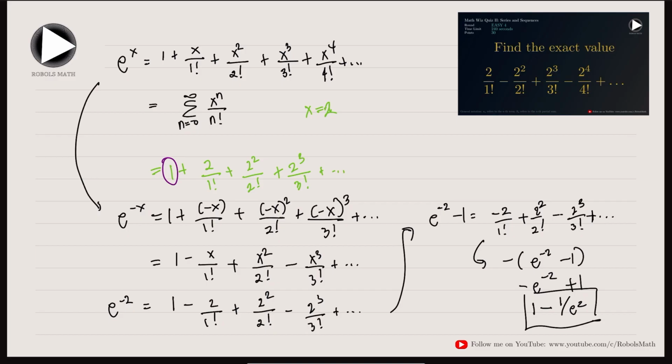So again, we just started with this power series here, and then we just did some algebraic manipulation to arrive at the series we want. Okay, I hope this is clear. And I hope you learned something from me today.